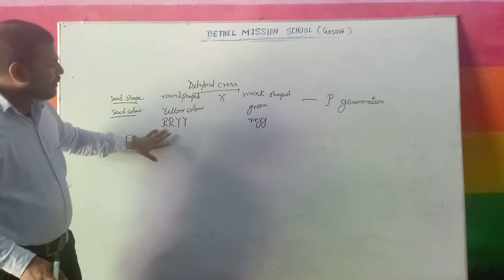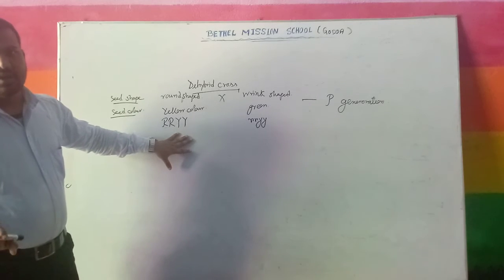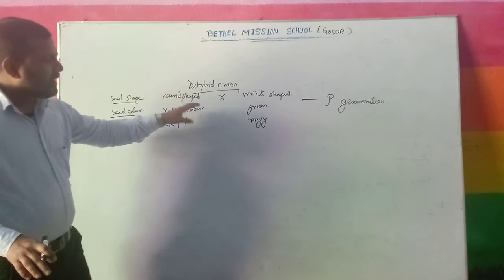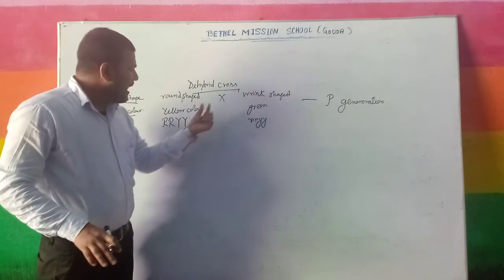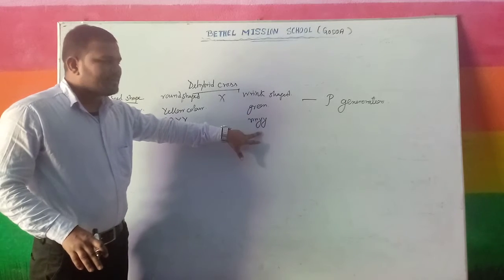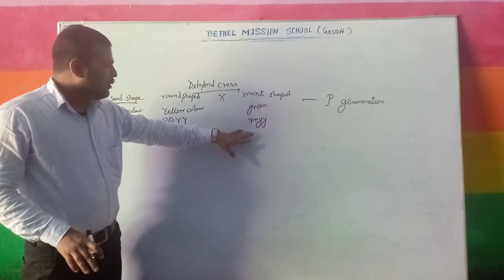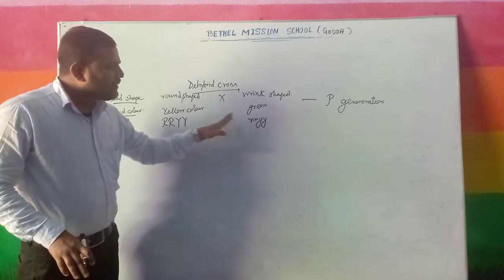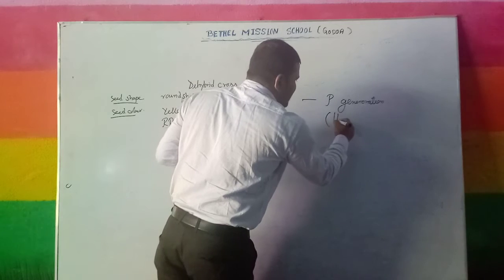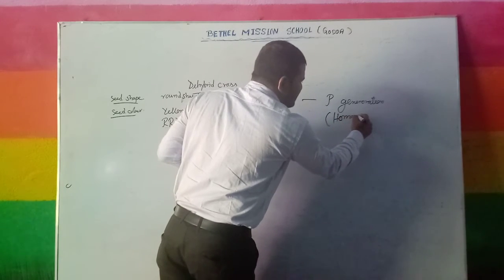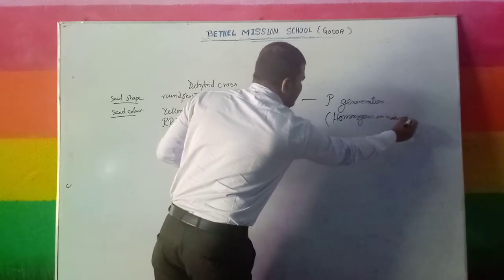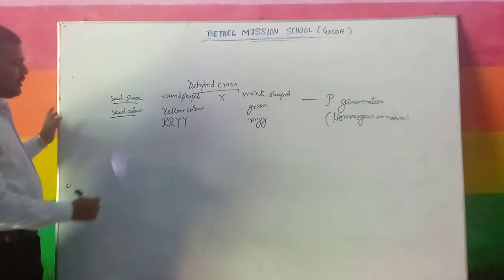Now each parent is formed by the similar type of gene or factor. Capital R is for the round shape, whereas the small r is for the wrinkle shape. Yellow color is denoted by the capital Y, and green color by the small y. So the organisms are formed by the similar type of factor or gene. That's why the parent generation are homozygous in nature. Clear?